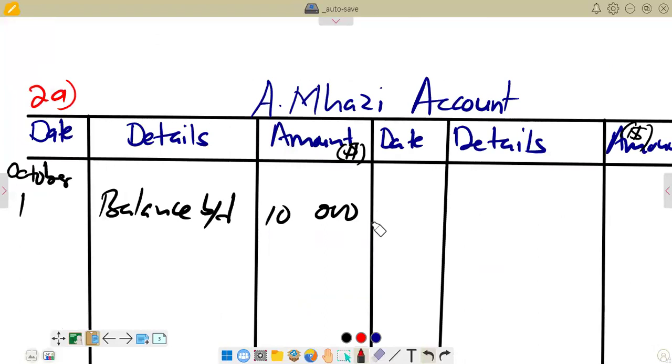So remember the date that we have is 5. Again, we are having October. We just write October, and then this is October 5, and we are saying cash. And the amount that has been paid there is 9,600. As soon as that is done, we go to the next transaction.